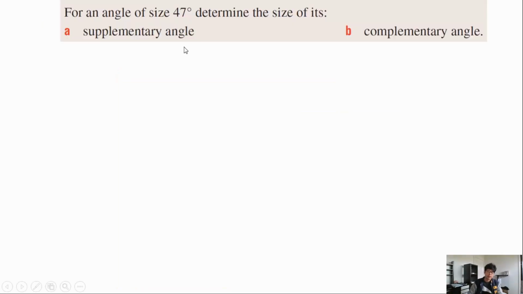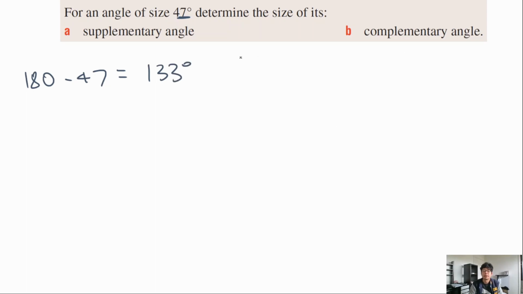Let's go through a couple of example questions. The first one is going through the definitions of supplementary and complementary angles. So for an angle of 47 degrees, determine the size of its supplementary angle. We can find that by doing 180 minus 47, because the total is 180, and to get the other angle we'll have to subtract 47. So if you work that out, that will give you 133 degrees.